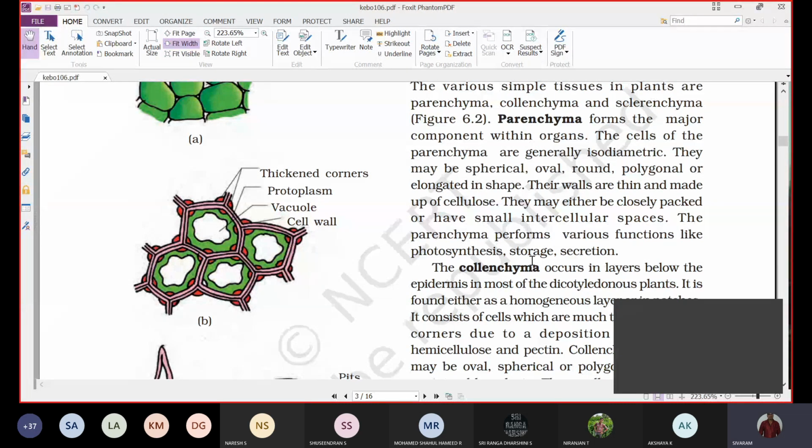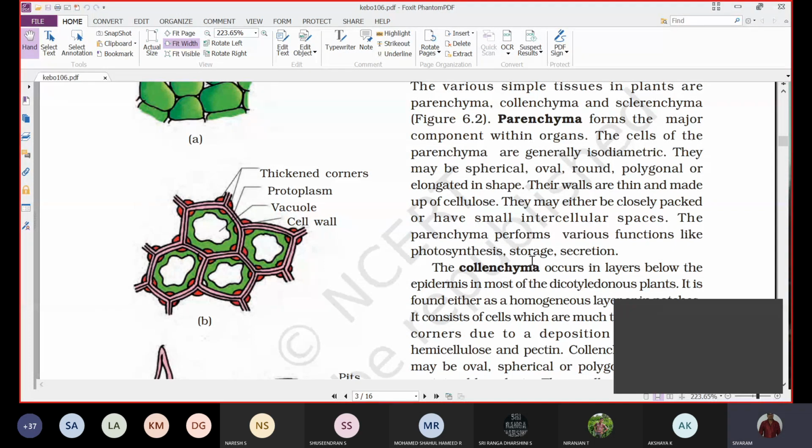Among the living tissue, the major type is the parenchyma. It occupies the major part of the living tissue of the plant body, so parenchyma forms the major component within organs. The cells of the parenchyma are generally isodiametric: round, oval, spherical or rectangular. So they are showing equal surfaces.